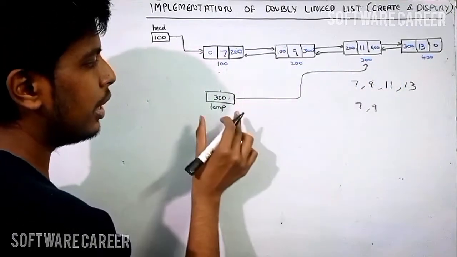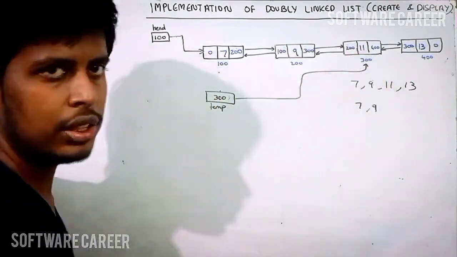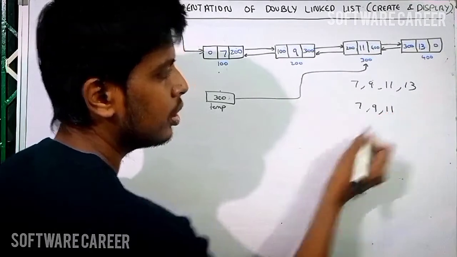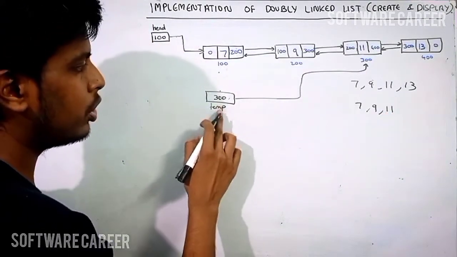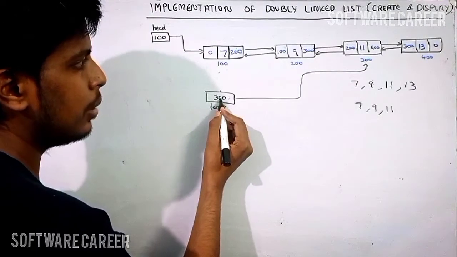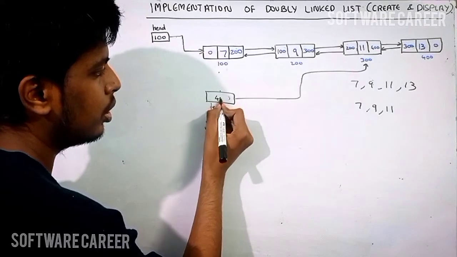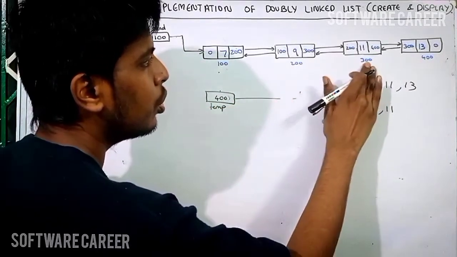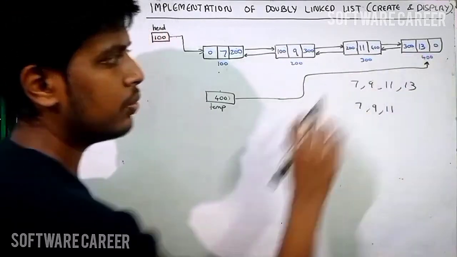Now again print the data present in this address. Temp is 300. 300 data is 11. So print it. Now again move the temp one step forward. So temp equals temp next. So 300 is temp. 300 next is 400. So update it to 400. So you will move this pointer to the next node having address 400.